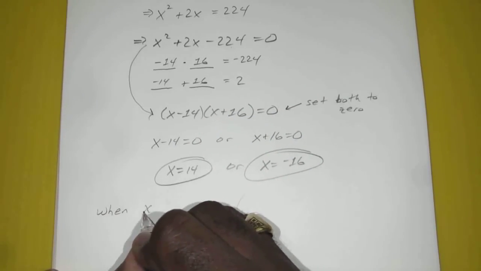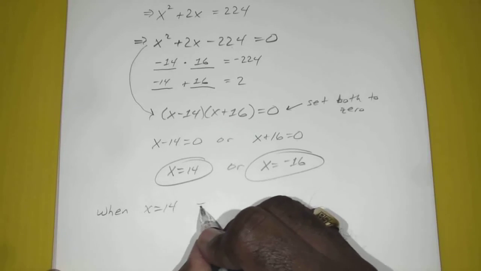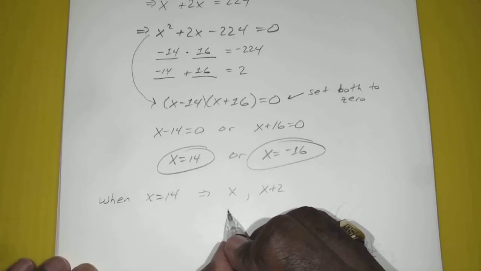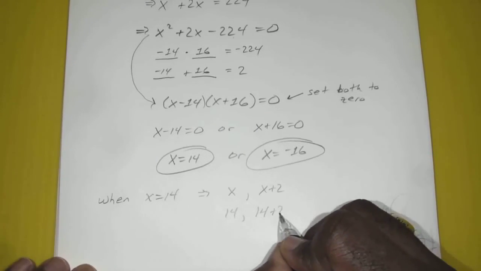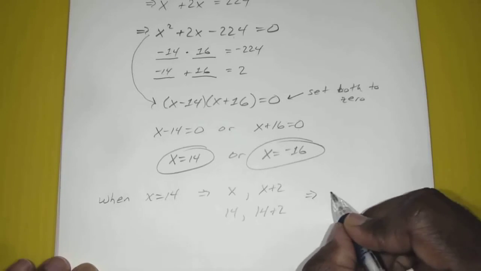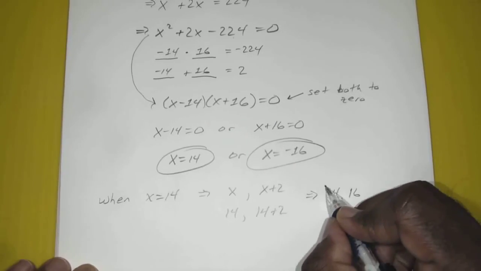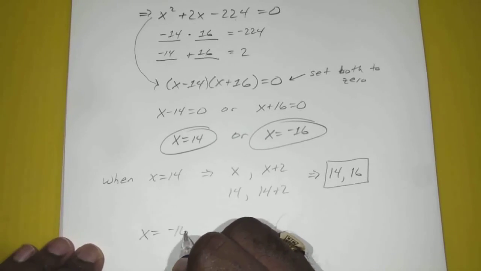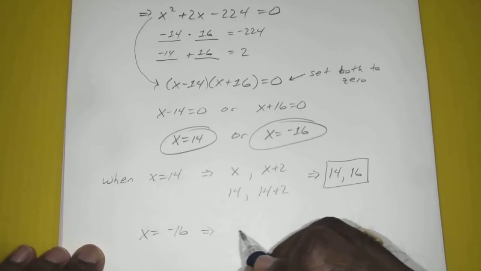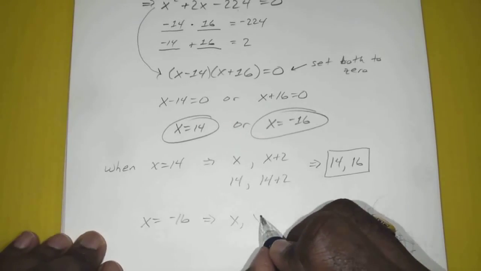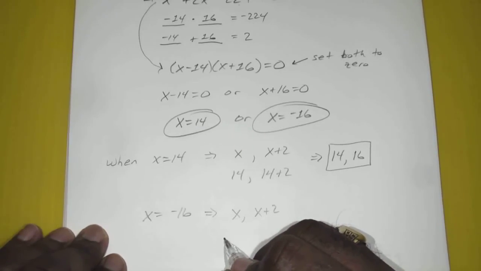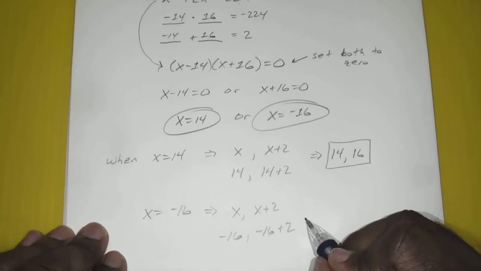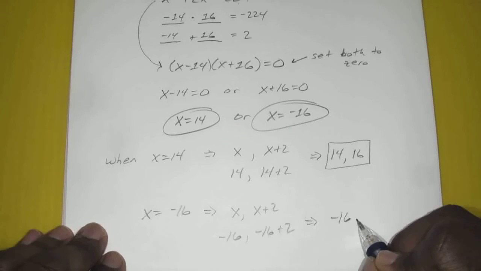So when x equals 14, that means your x and your x plus 2 is going to be 14 and 14 plus 2. So it's going to be 14 and 16. But when x is equal to negative 16, then that means your x and x plus 2 is going to be negative 16 and negative 16 plus 2. So you're actually going to end up with negative 16 and negative 14.